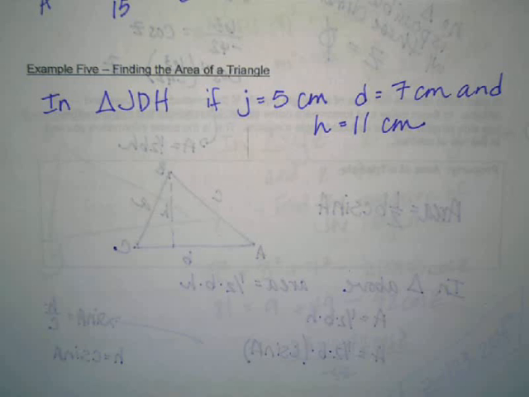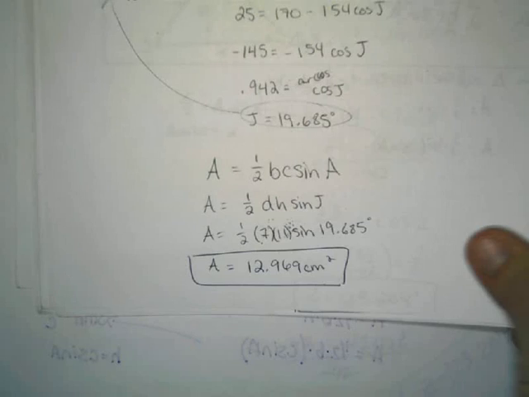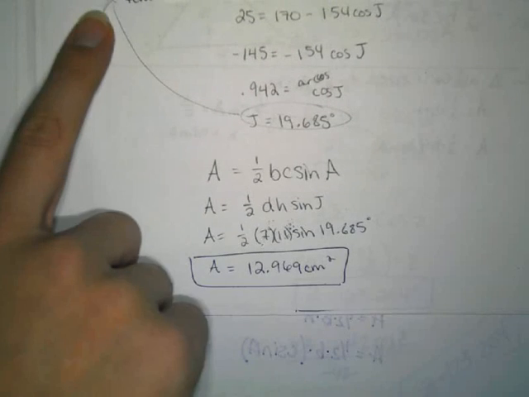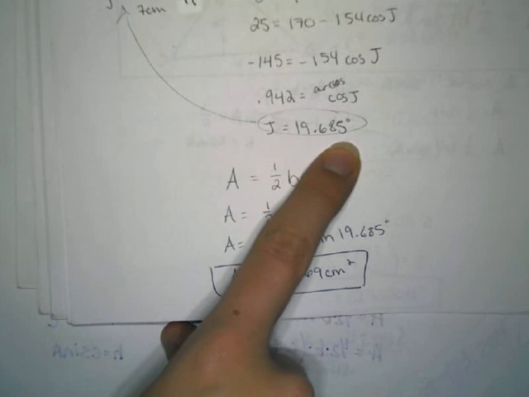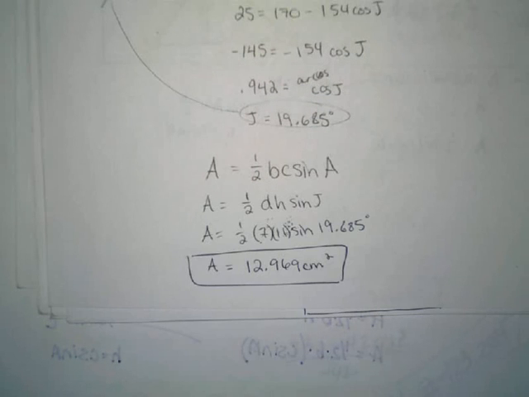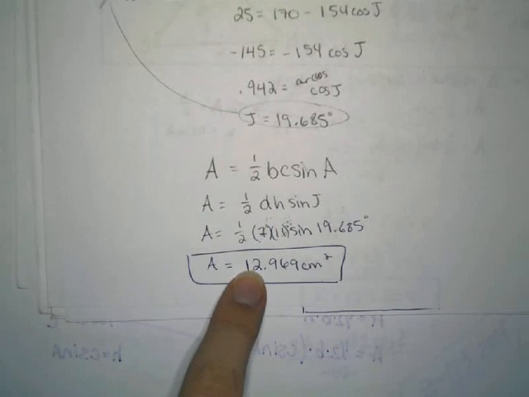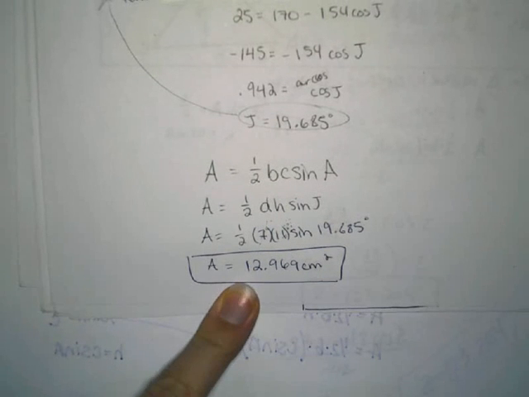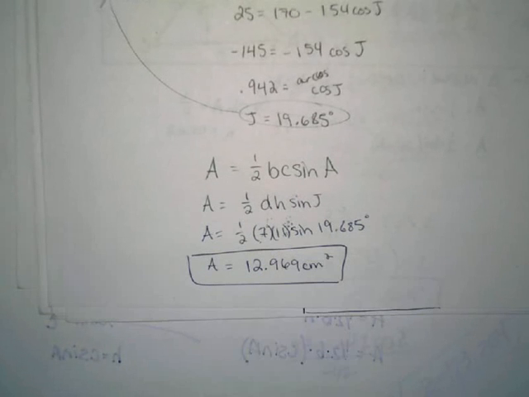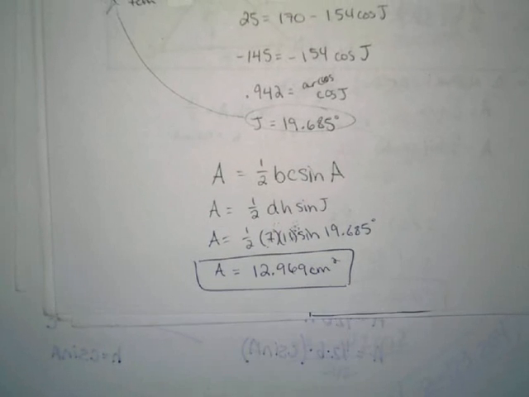And then for the last one, if you found angle J, you would get that value. And then plugging that into the formula, you end up getting the same area. So no matter what angle you find, as long as you use the two sides that are on each side of that angle, you end up getting the same area.